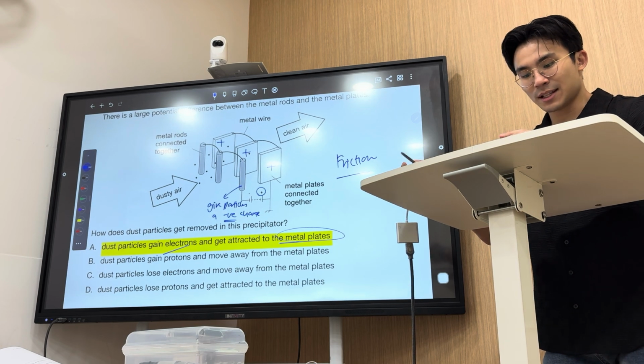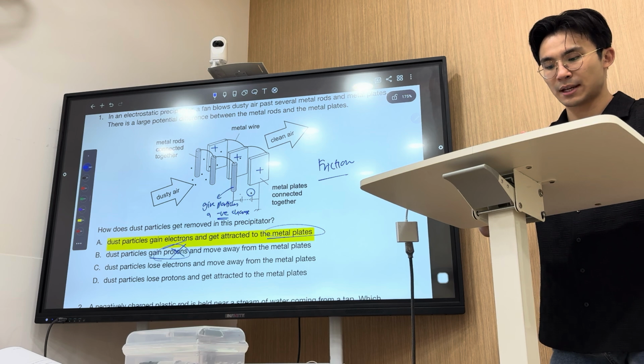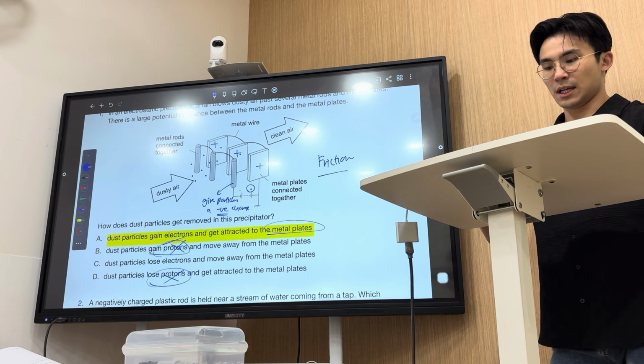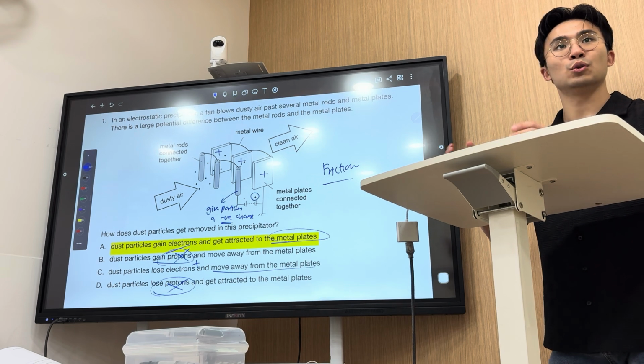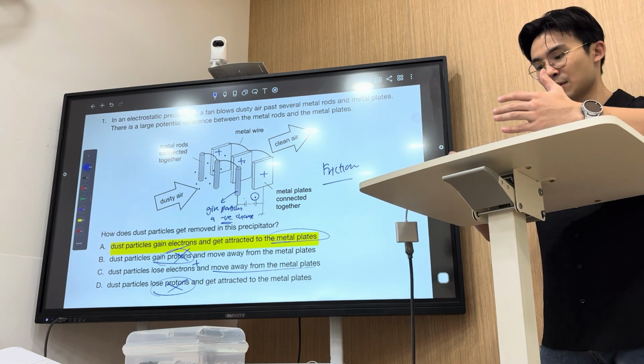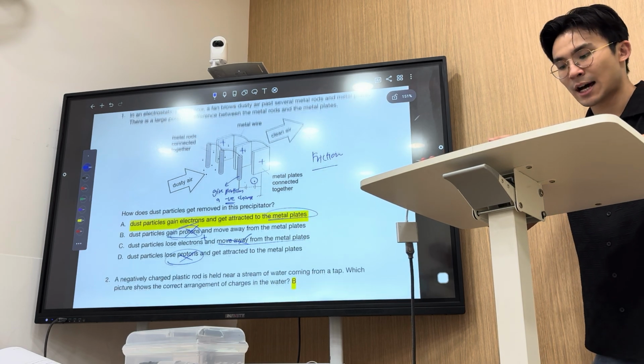You can use elimination, of course. Like how you cannot gain protons and you cannot lose protons. If you lose electrons, you become positive and you move away from the metal plate, but you are trying to stick to the metal plate, right? So this one is wrong. In exam you can use any method. There isn't a hard and fast rule.